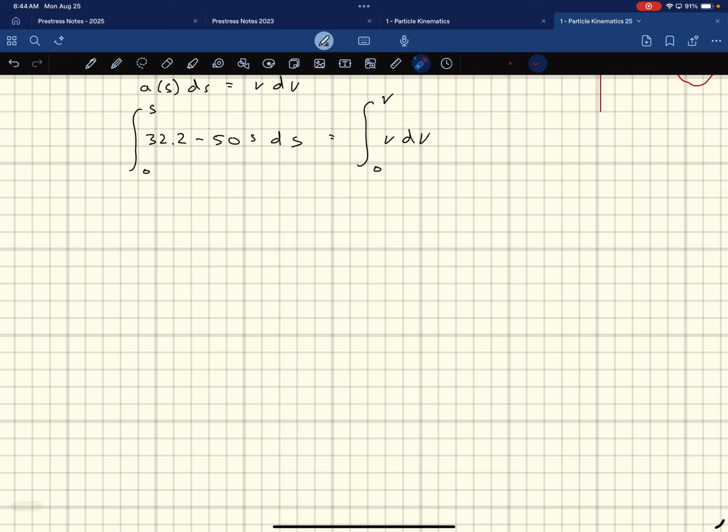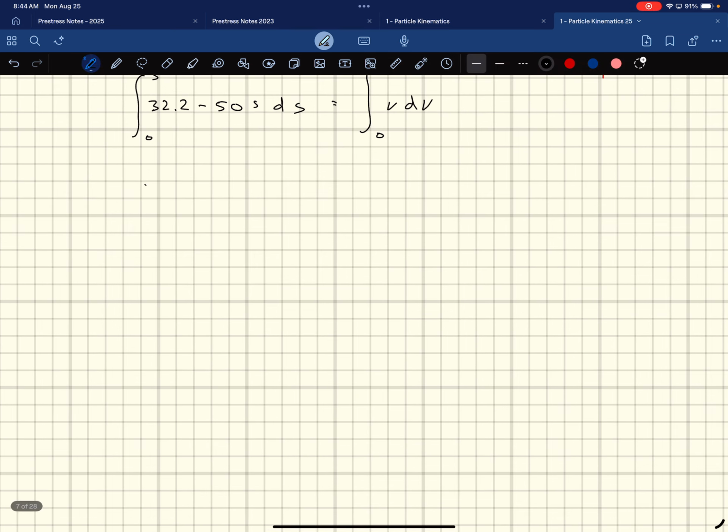Okay, and so I carry out the integral on this side, and I carry out the integral on this side. This will just be 32.2 s minus 50 s squared over 2. How can you do that integral? You remember how to do that: you add an s onto that one, and then this would be squared over 2, so that when we take the derivative, they go around. Or put it in a TI-89, and out pops the answer.